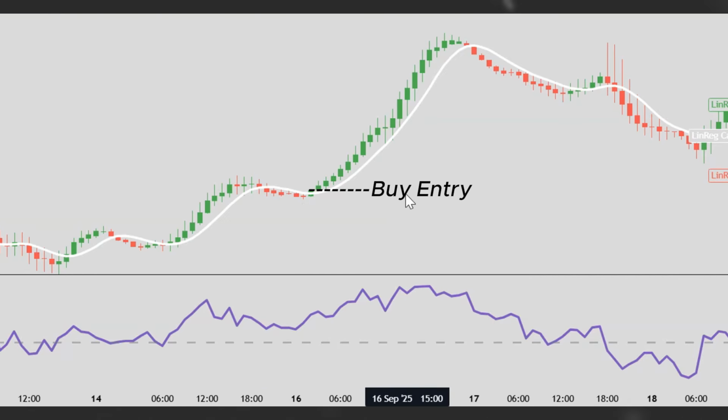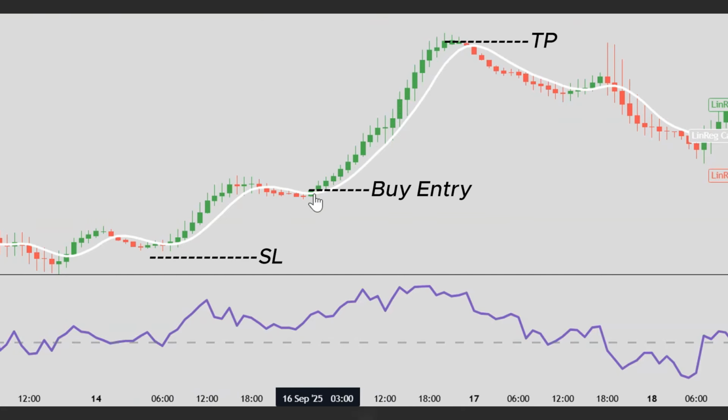Now let's set our stop loss just below the previous swing low. That's here, to protect us if the market moves against our trade. For the take profit, we set it at a level about twice the distance of the stop loss, so our risk is controlled and our reward is bigger. Now watch the price move up to our target, and that's a successful long trade.